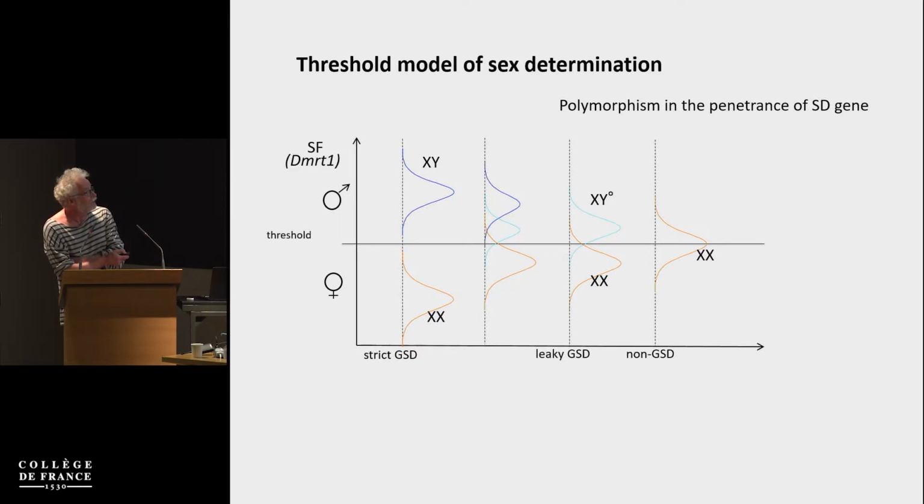But you might have this situation with XY naught males. There is also some differentiation in the average level of expression of DMRT1, but there is some overlap, due to random noise in the expression of genes. And some XY individuals develop as females and some XX develop as males. And finally, you have a situation where actually there is no genetic differentiation between males and females, and the individual sex is determined by stochastic noise in the expression of DMRT1.